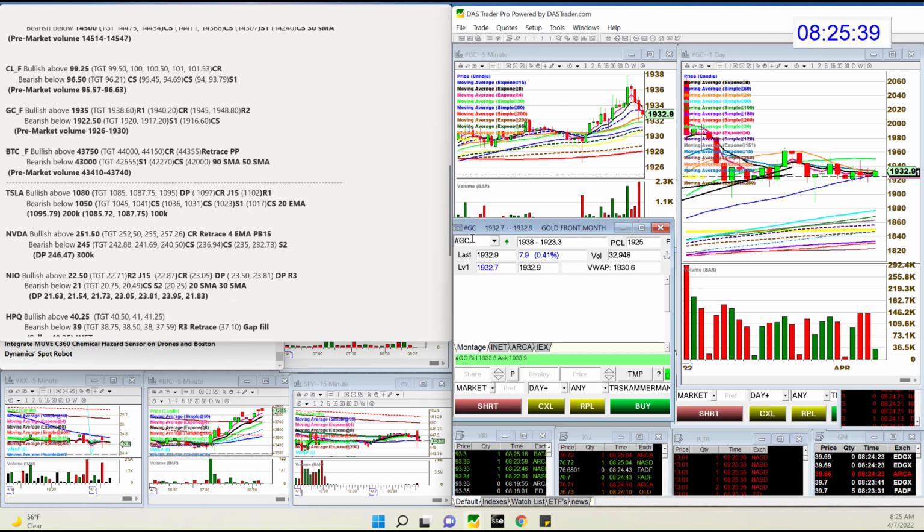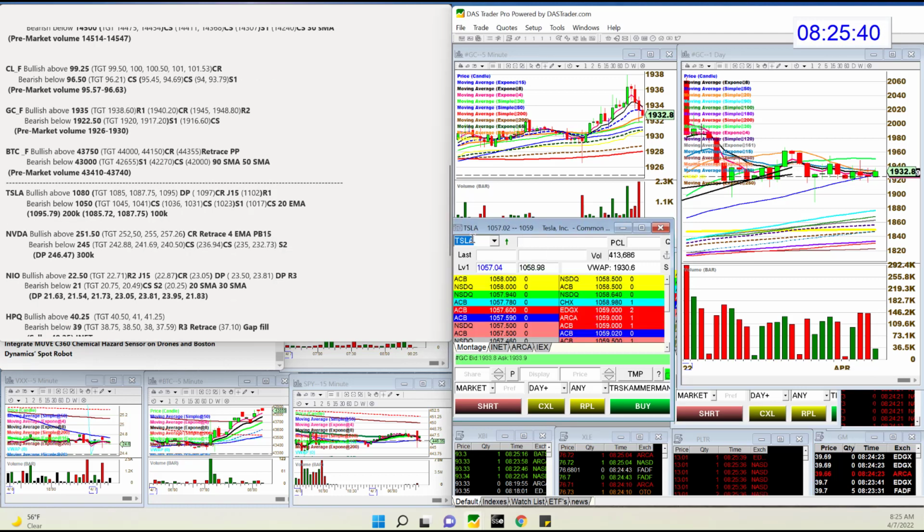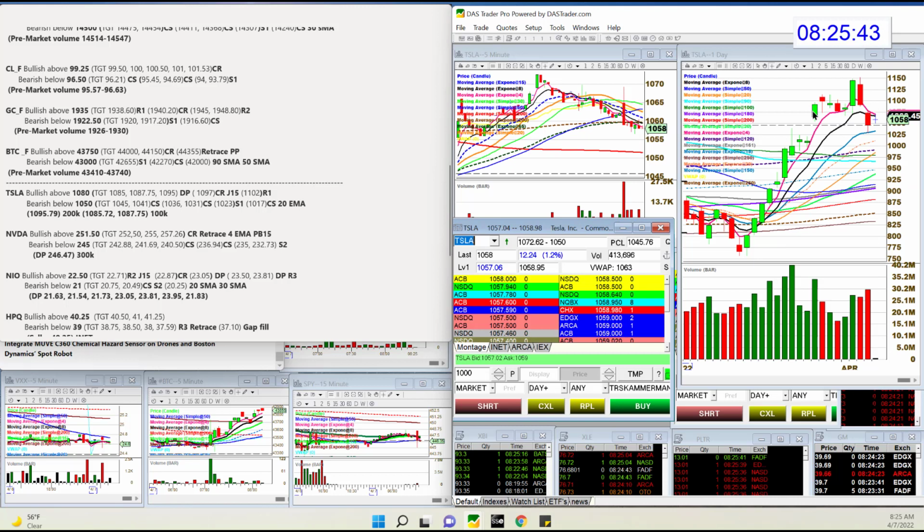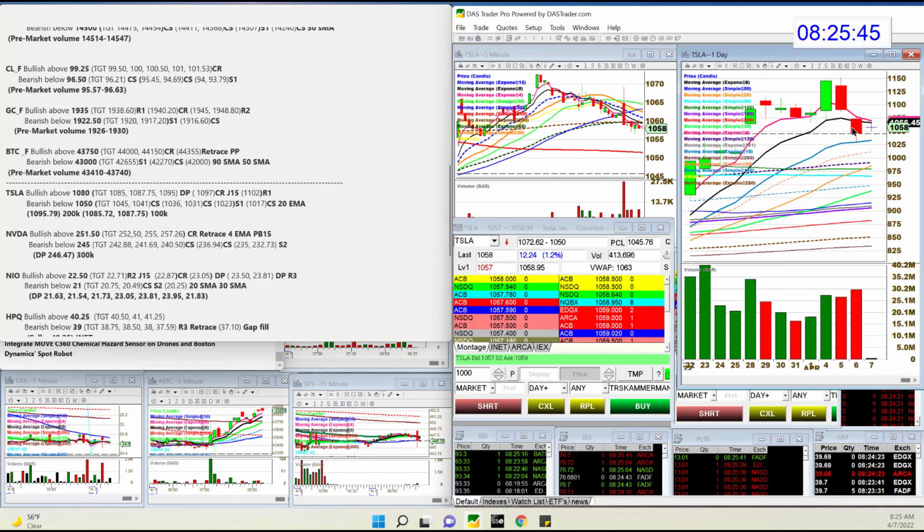All right, let's go to Tesla. Tesla's been on the list all week. Today it looks like it's trying to curl up, but I'm going to be bullish above 1080. Prove to me you're strong. Break above that 4 EMA here. There's room to go unless we go below 1050. Watch the jelly. Below 1050, we're going to be bearish for Tesla.